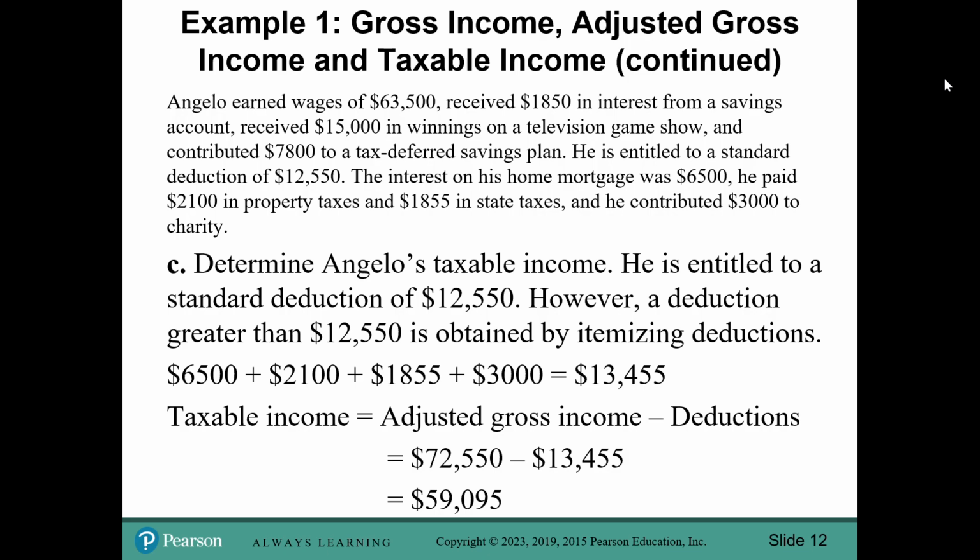So, his taxable income is his adjusted gross income, which we found to be $72,550 in the previous problem. We see that right here, minus the greater of either his itemized deduction or the standard deduction. In this case, the itemized deduction was more, so we will subtract it. Always take the bigger one here. And that leaves us with a taxable income of $59,095.